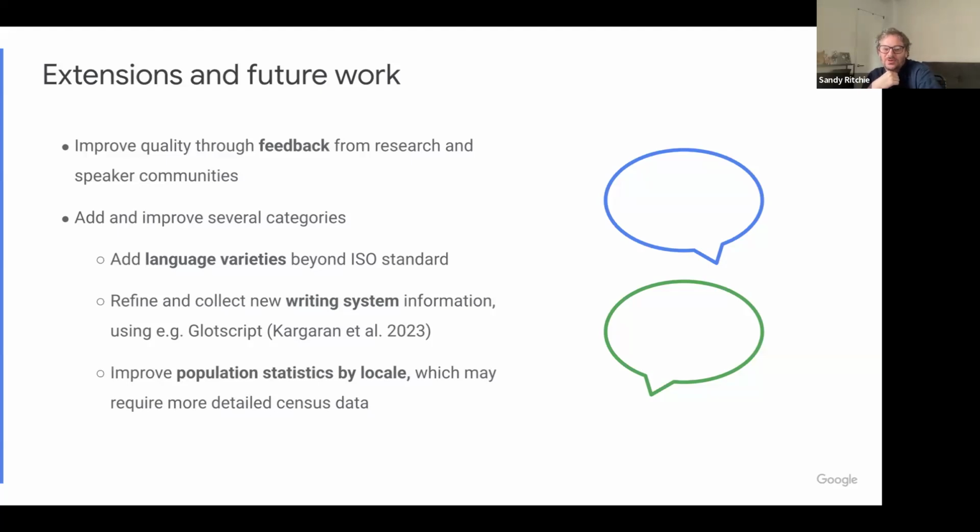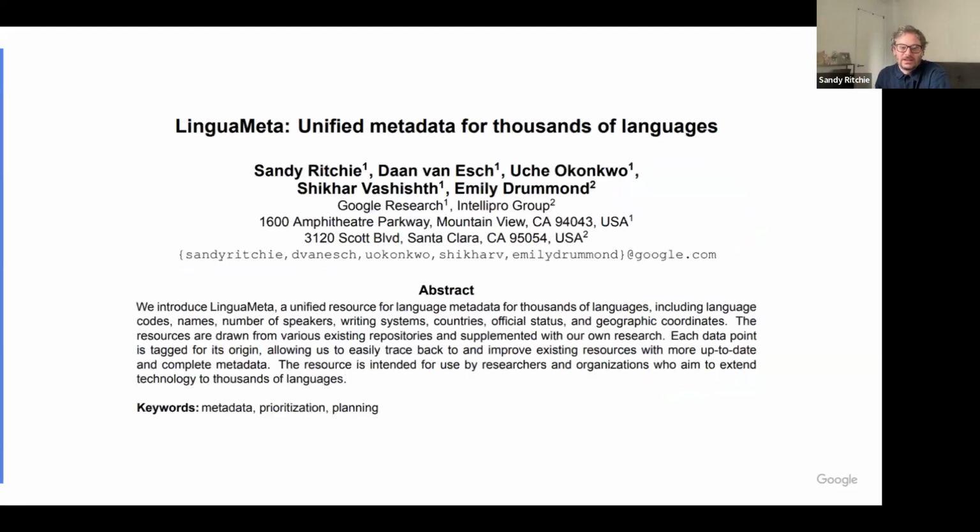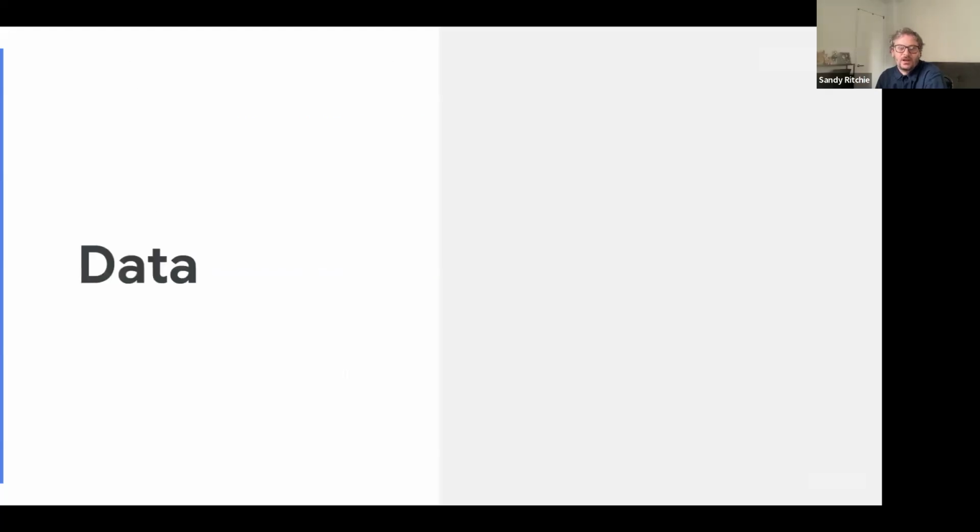We'd also like to improve the writing system definitions, which is an ongoing process, and improve our population statistics. As I said, there are many inherent problems there. And this is the paper, in case you're interested. It's online, and please take a look, and also take a look at the repo, which is linked from the paper. I'll go on to data, but before I do, I wonder if anyone's got any questions about anything I just said on metadata.